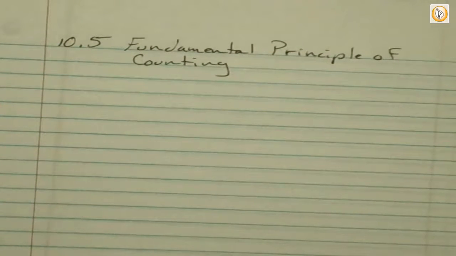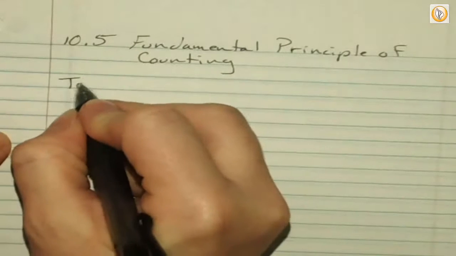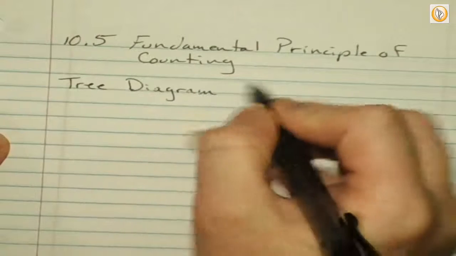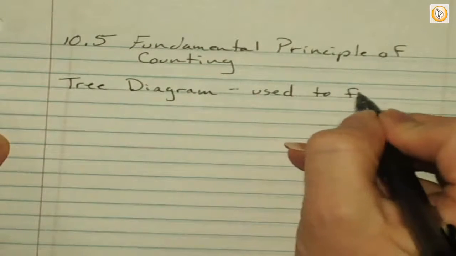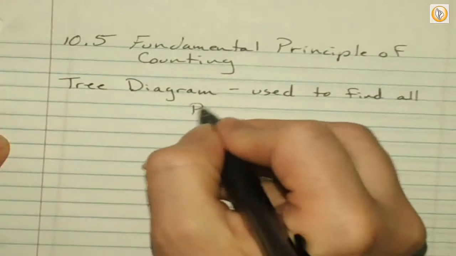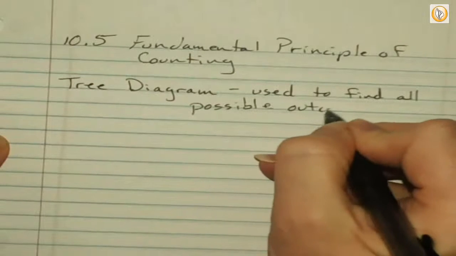All right, fundamental principle of counting. There's 2 ways of doing this, okay? And I'm going to show you one way. It's called a tree diagram. It is used to find all possible outcomes.